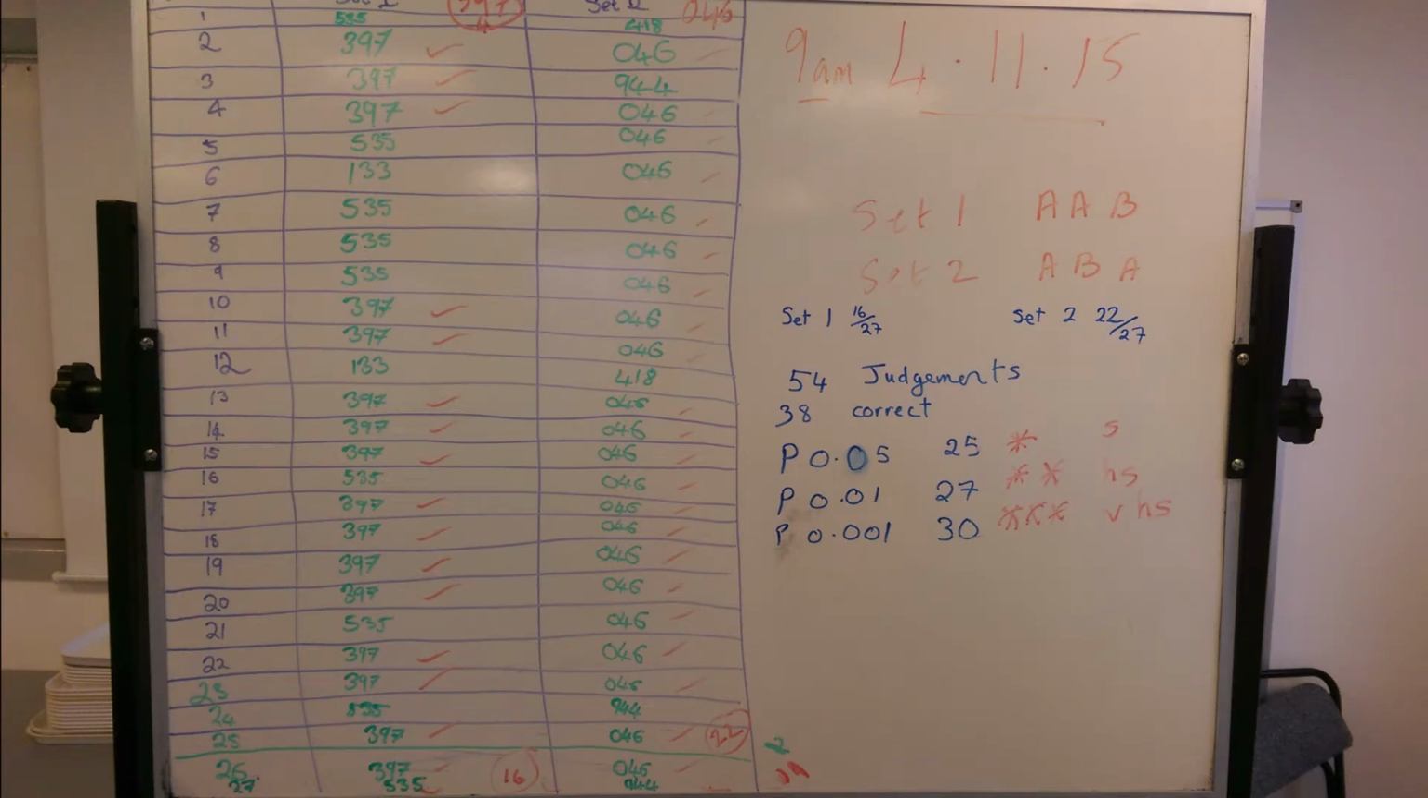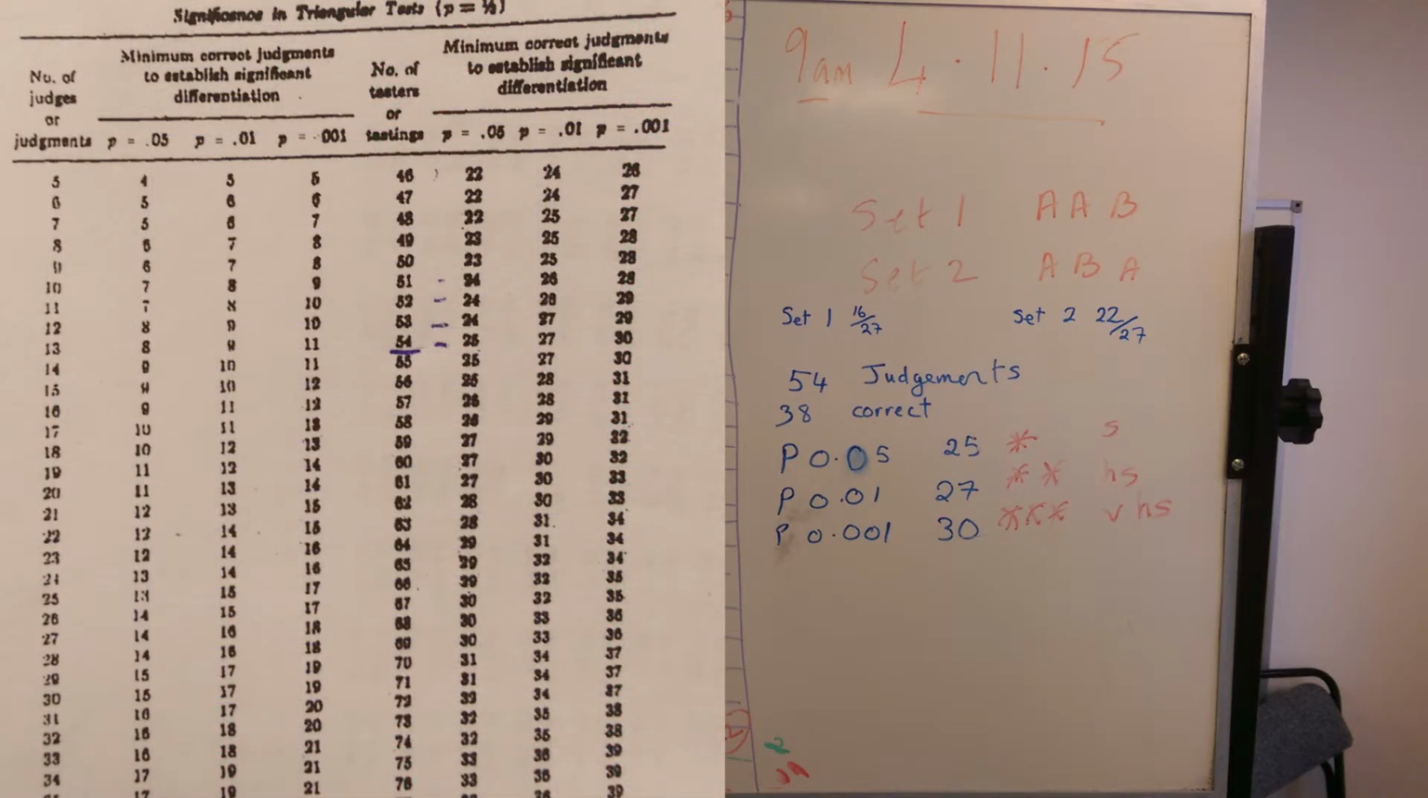For this analysis, there were 2 sets of samples and 27 judges. Therefore, there were 54 total possible judgments that could be made. After each judge had relayed their judgment, and after it had been written down on the whiteboard, the total number of correct judgments out of a possible 54 was 38. In order to determine the significance of the judges' judgments in this experiment, the confidence interval statistics must be acquired.